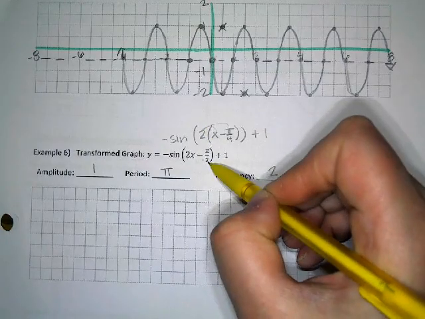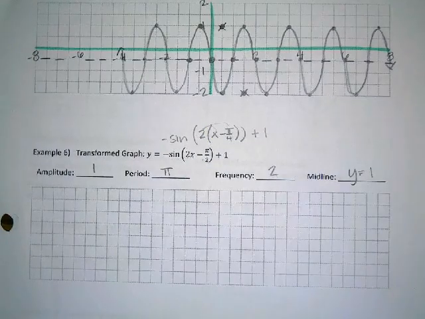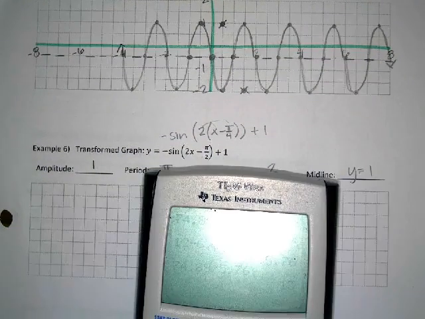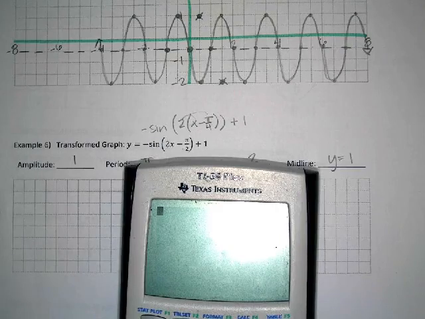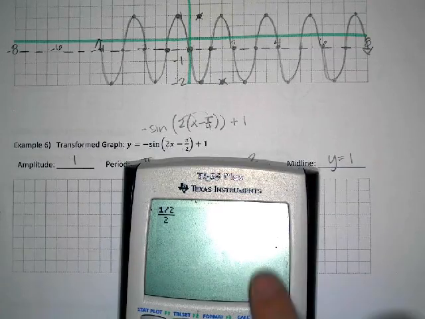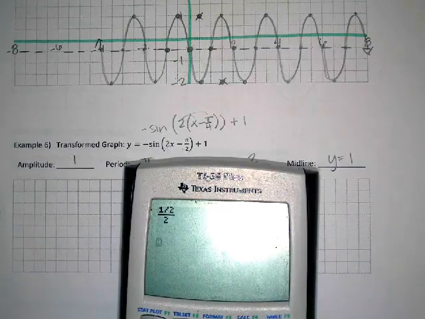But if you ever are having trouble mentally thinking of how it works, you can always type it like this. You could do 1/2 divided by 2, and then it would give you 0.25, which is 1/4.